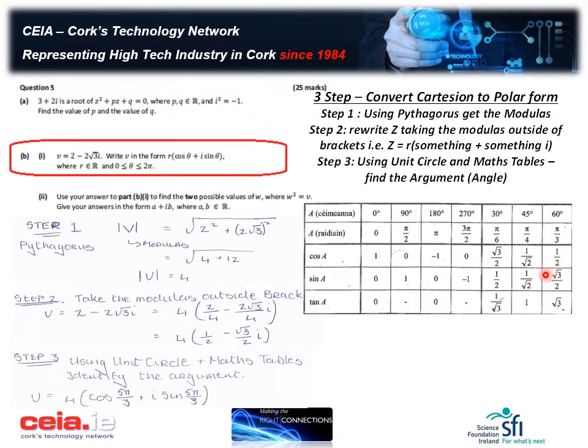So our answer on this occasion, the argument is 5 pi over 3 radians. So our answer is: the modulus is 4, open brackets, cosine 5 pi over 3 plus i sine 5 pi over 3 radians. Okay, I hope you got something similar to that, or I hope you got that exactly.